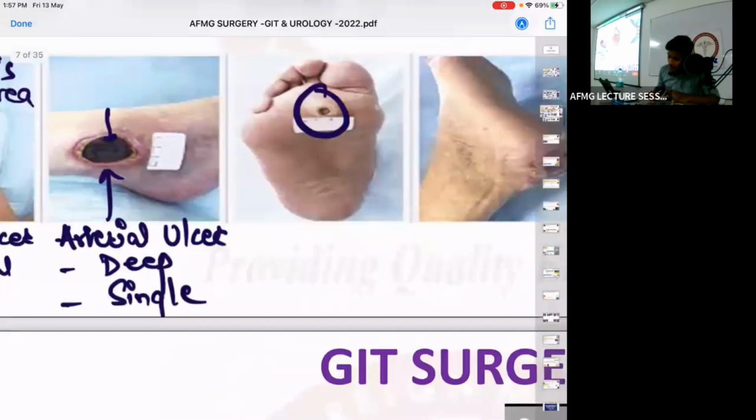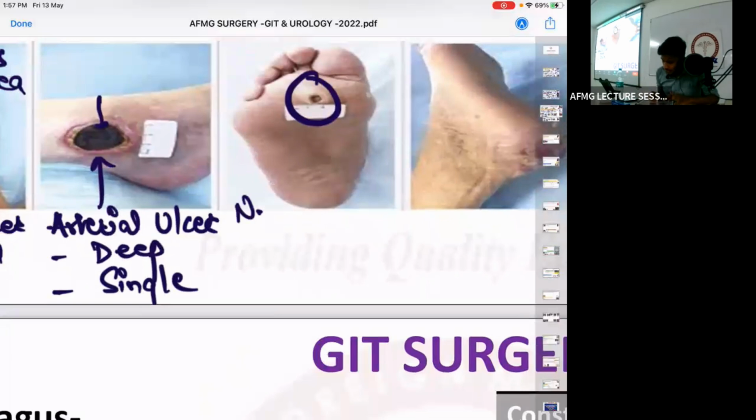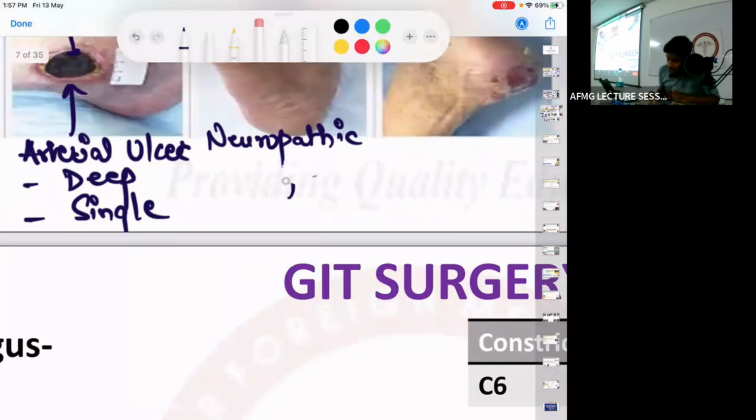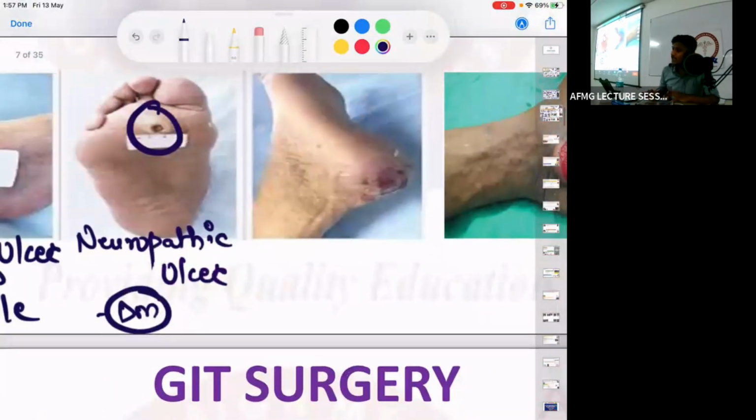Next, what is this kind of ulcer known as? This is a neuropathic ulcer. And a neuropathic ulcer is usually seen in which condition? Diabetes mellitus. It is usually seen in diabetes mellitus, diabetic neuropathy or diabetic dermopathy.